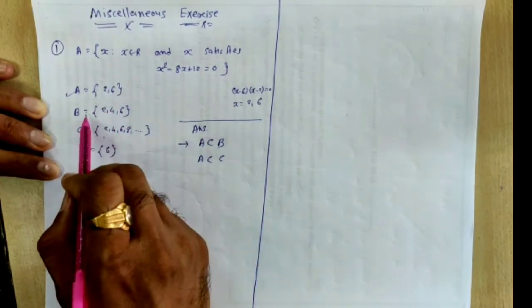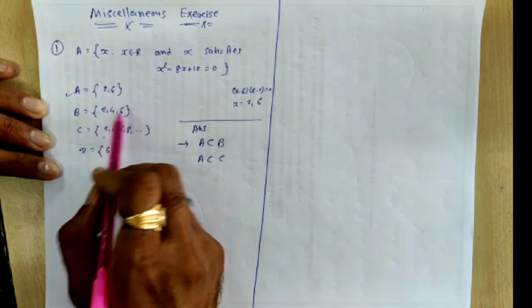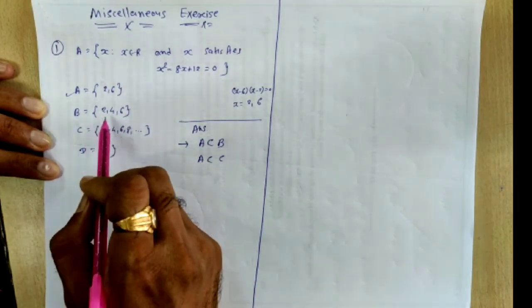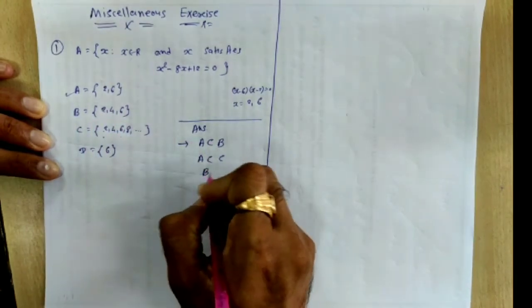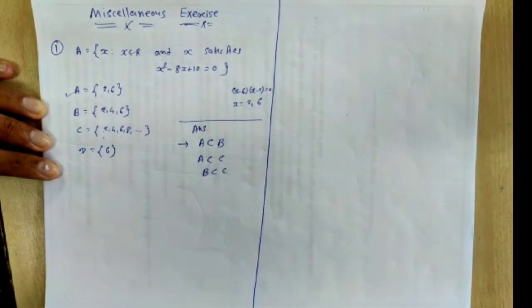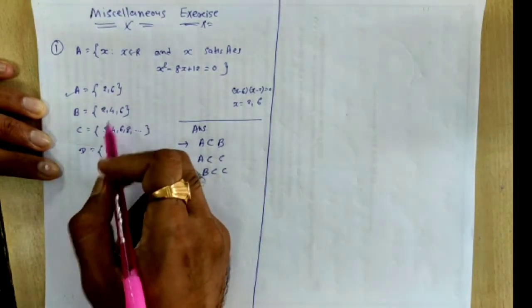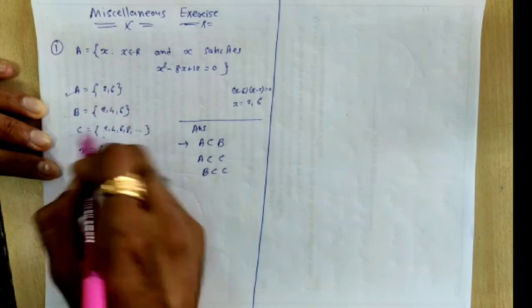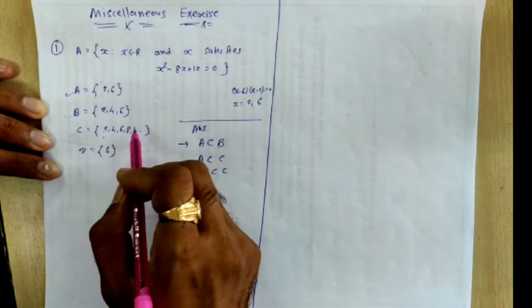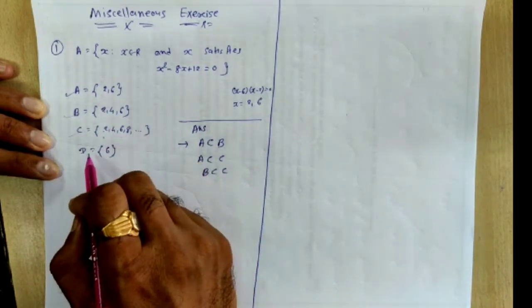Now B. B is the subset of any set? Yes, B is the subset of C. So B is the subset of C. उसके बाद D में भी नहीं होगा. उसके बाद C को चेक करते हैं. C तो इनफाइनाइट सेट है, वो तो किसी का सबसेट नहीं होगा. After that, let's check D.